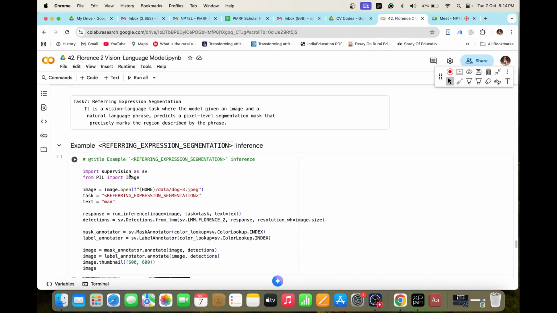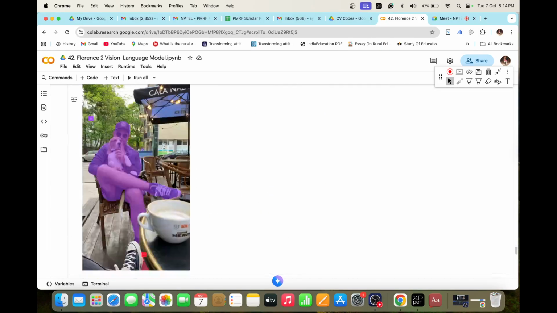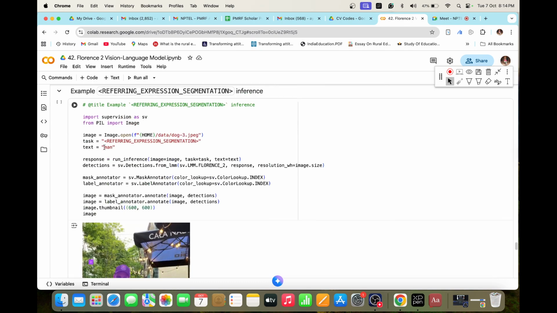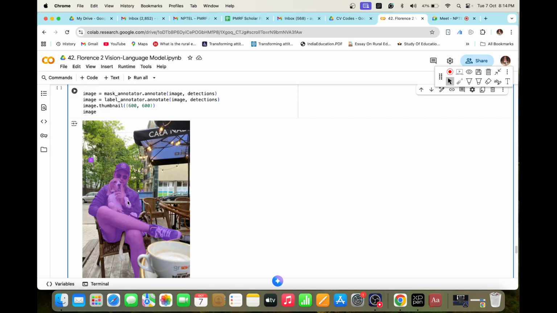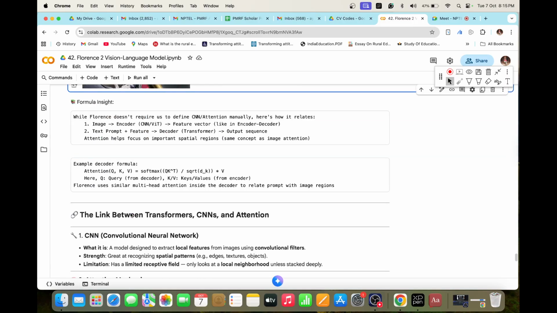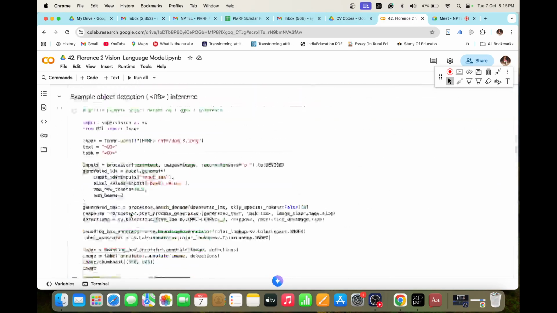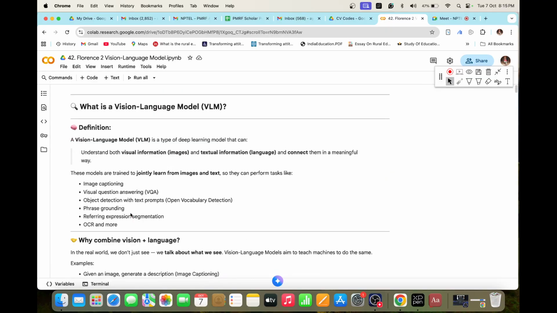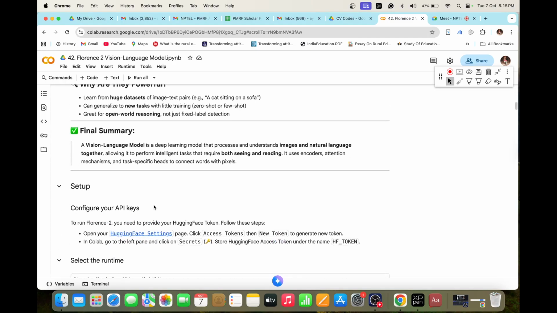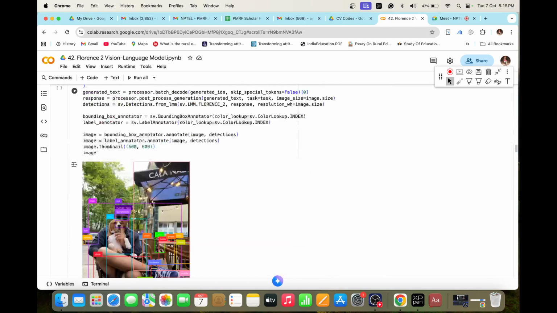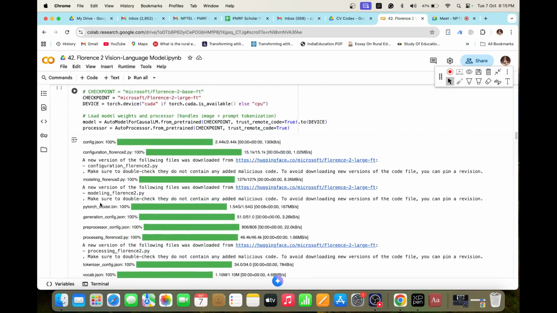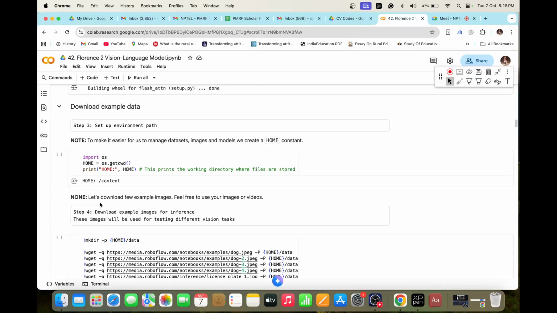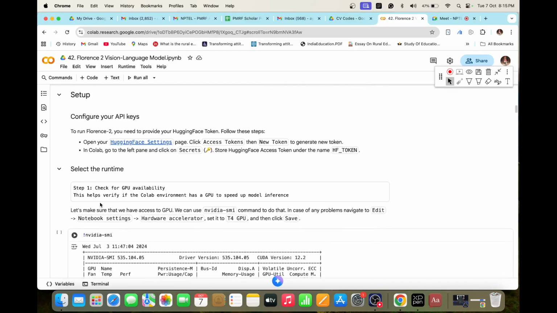Similarly, there are other tasks, like referring expression segmentation. For example, whatever man has been segmented, the whole man has been segmented. That also you can do. So this is a very useful and interesting model. I again request you to kindly see this code, and you can play with this code however you require. You can supply your own image. Just see where the image has been supplied.